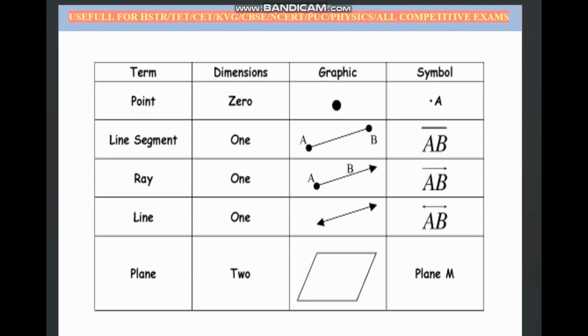Next, the whole summary of the class is term, dimension, graphic and symbol. So a point has zero dimension. It has a graphic point. It can be denoted by point A. A line segment has only one dimension, that is length. AB has a fixed length, hence it is denoted by line segment AB. Then ray. It also has only one dimension, that is length, but it is increasing in one direction. So I will take ray AB. Line. Again, it has only one dimension, that is length, but it is increasing in both directions. So I will denote line AB like this.